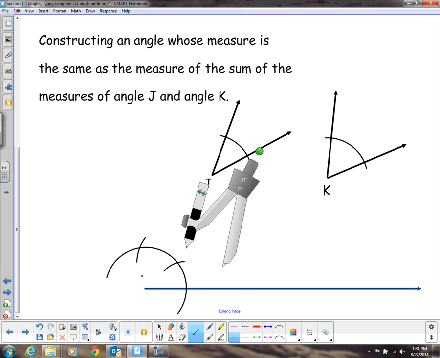So when I connect this point with that, I've got this angle J. This is angle K, and that angle is the sum. So I would highlight my answer, and it would look something like this. That didn't work very well, did it?